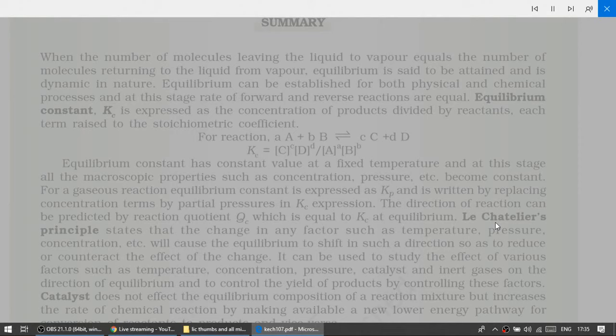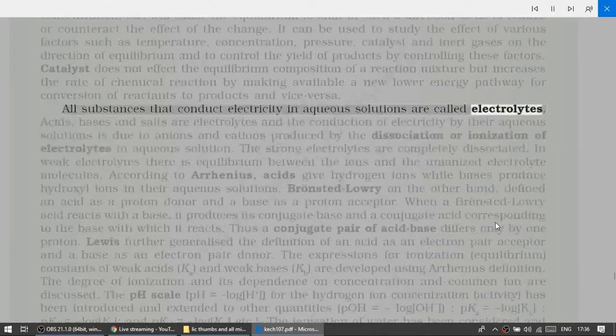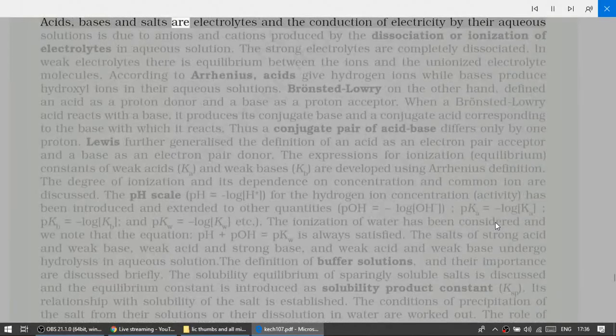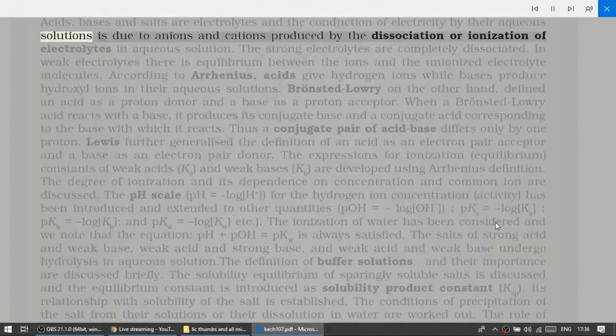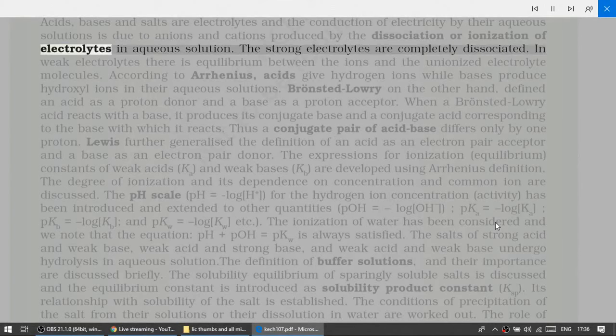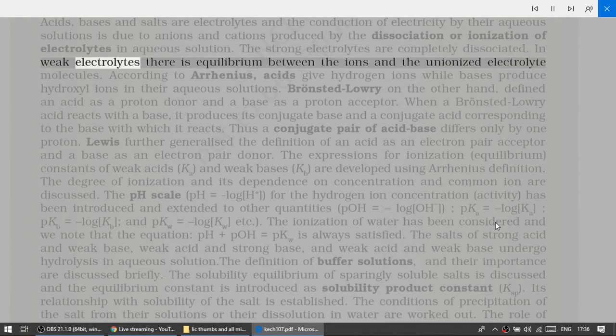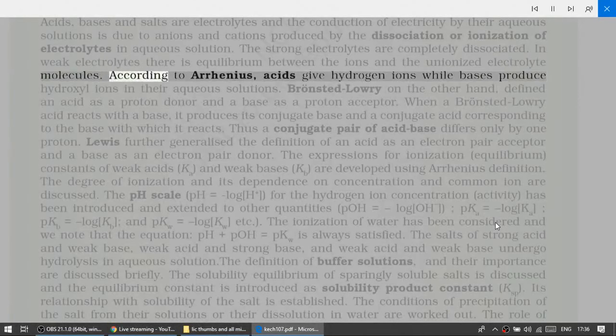All substances that conduct electricity in aqueous solutions are called electrolytes. Acids, bases and salts are electrolytes, and the conduction of electricity by their aqueous solutions is due to anions and cations produced by the dissociation or ionization of electrolytes in aqueous solution. The strong electrolytes are completely dissociated. In weak electrolytes there is equilibrium between the ions and the unionized electrolyte molecules.